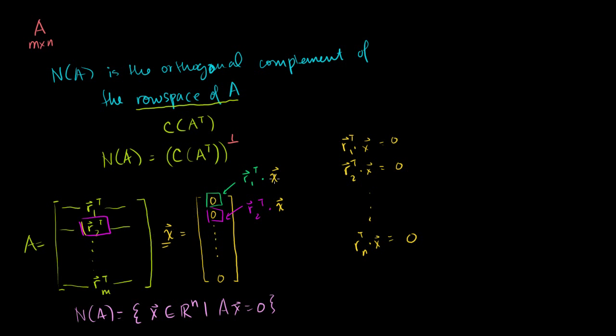So let's think about it. If someone is a member, if by definition I give you some vector v, if I say that, let me switch colors.